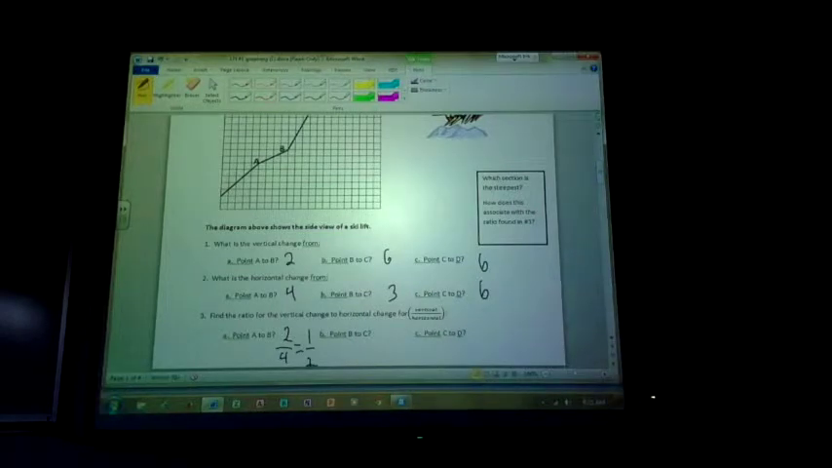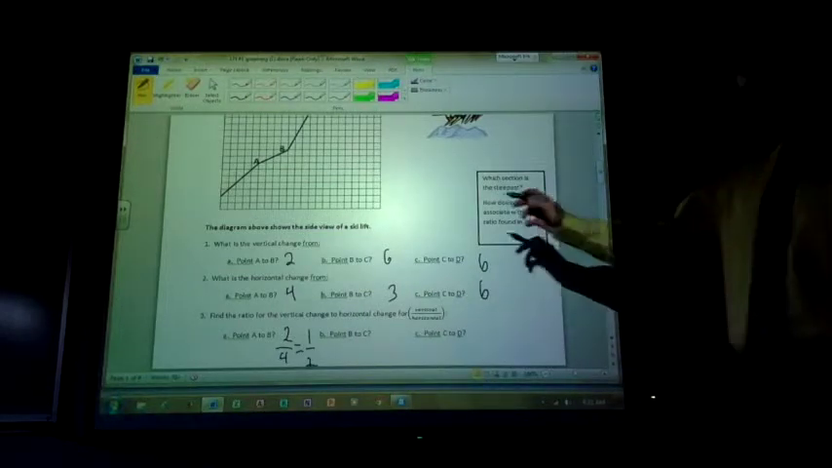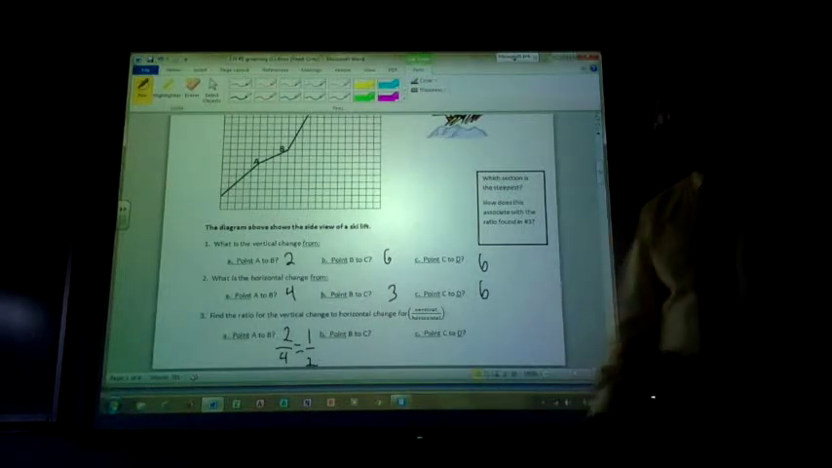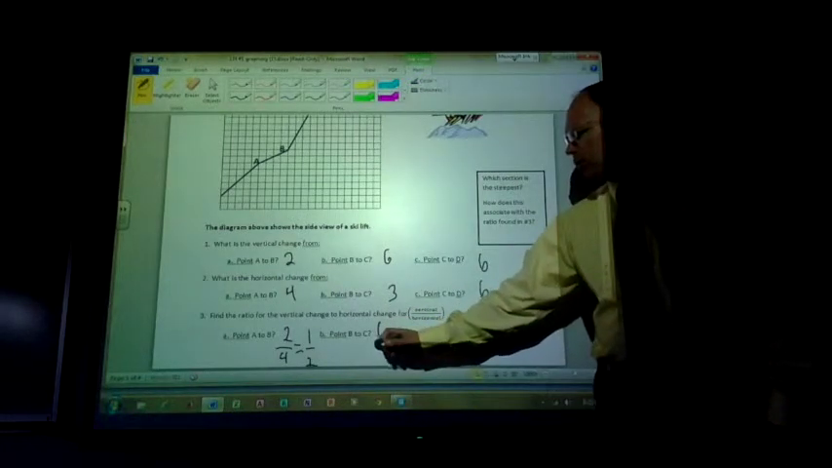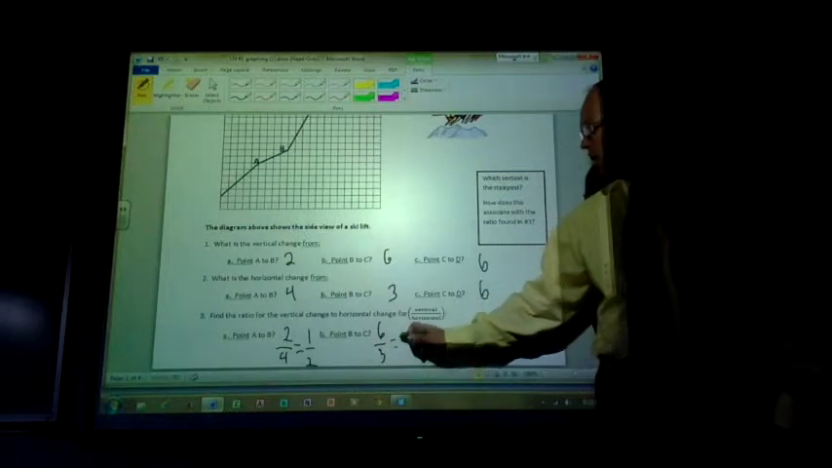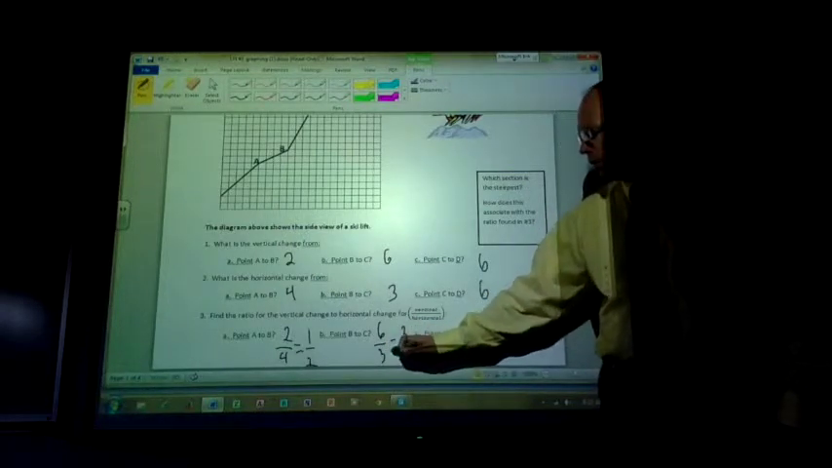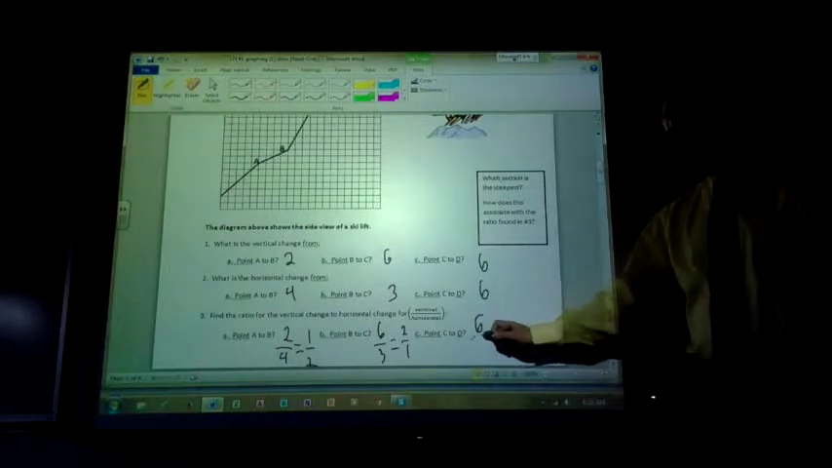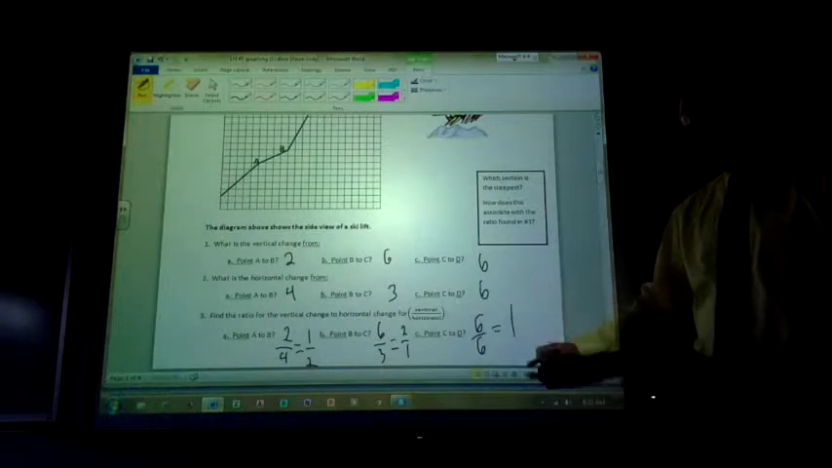Okay? And then from point B to C, the vertical over the horizontal, what do you think? 6 over 3, which reduces to 2 over 1, which is the same thing as 2. Okay? And then point C to D is 6 over 6, which is equal to 1 over 1, or just 1. Okay.